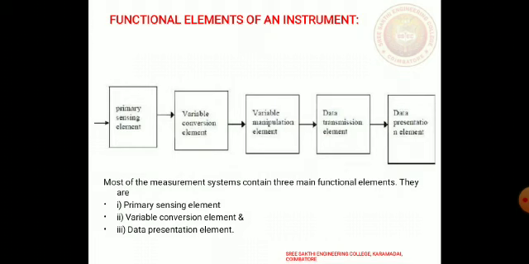Next, variable conversion element. The output of the primary sensing element may be an electrical signal of any form. It may be a voltage, a frequency or some other electrical parameter. Third is the variable manipulation element. The function of this element is to manipulate the signal presented to it, preserving the original nature of the signal. It is not necessary that the variable manipulation element should follow the variable conversion element. Some non-linear processes are modulation, detection, sampling, filtering, chopping, etc.